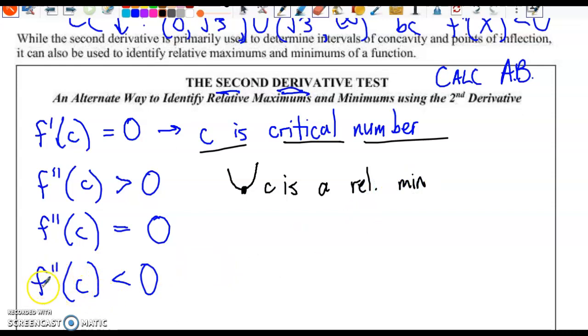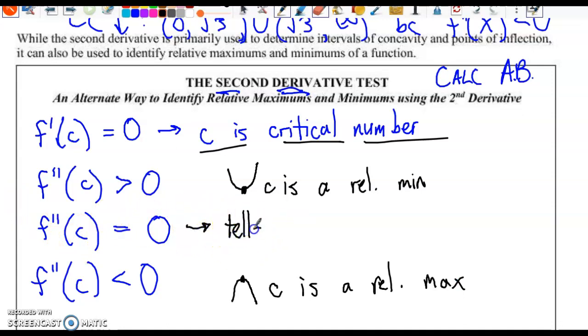And let's flip the other way. If c is a critical number and it's concave down, then it's going to be at the top of the curve. So c is a relative max. Now here's the thing: sometimes we plug c into the second derivative and we get the second derivative also equals 0. This one tells us nothing. It could be a min, it could be a max, or I don't know what.